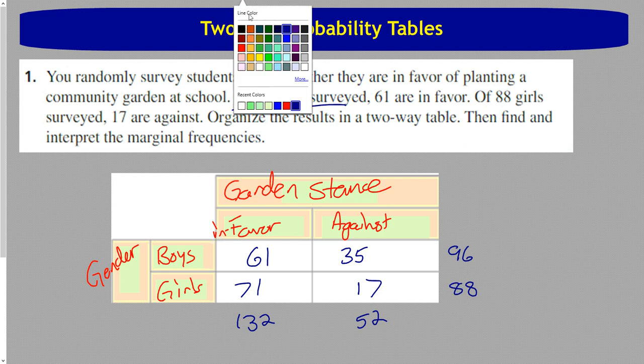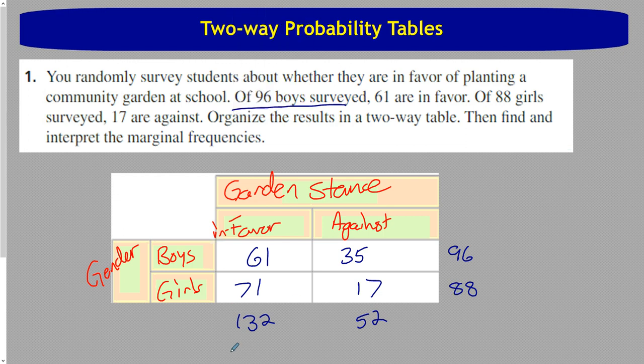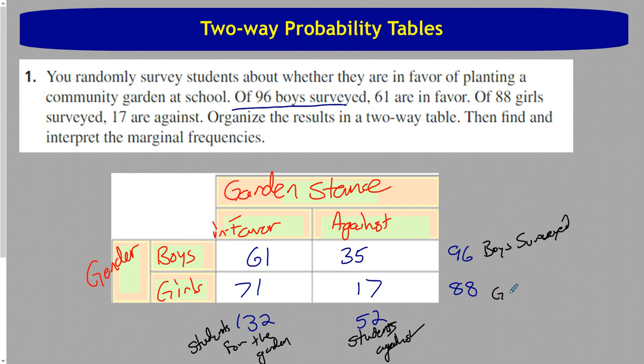So if we're going to interpret this, we should probably label what these are. This is for the garden, and that would just be students in general. And this would be students against. This would be 96 boys surveyed, and 88 girls surveyed. Okay, so not too tricky.